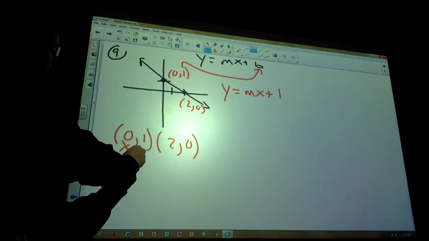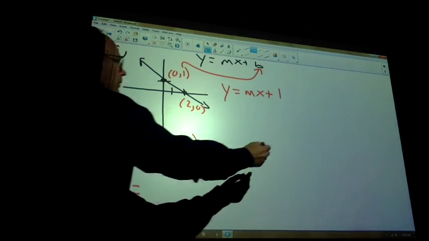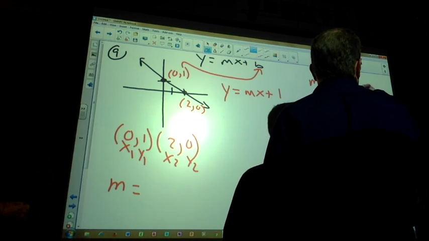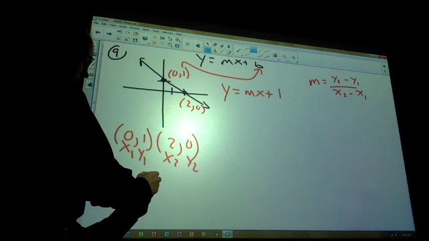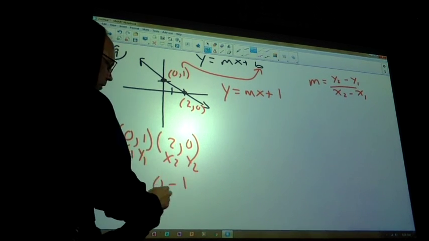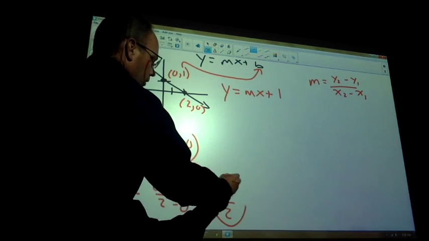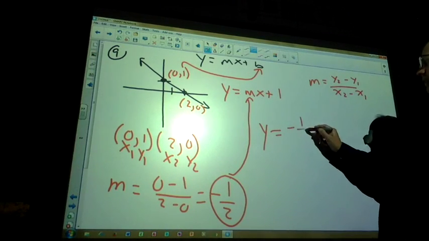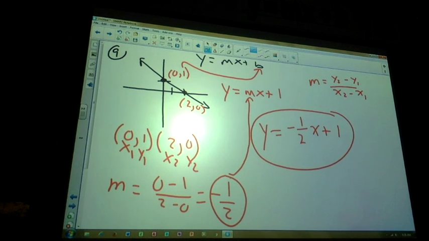Okay, so x1, y1, x2, y2. Our slope equation is this. So I'm going to plug in for that. I'm going to get 0 minus 1 over 2 minus 0. So negative 1 over 2 is our slope. So now this is going to go into that. So my equation is y equals negative 1/2 x plus 1. Is that all right?